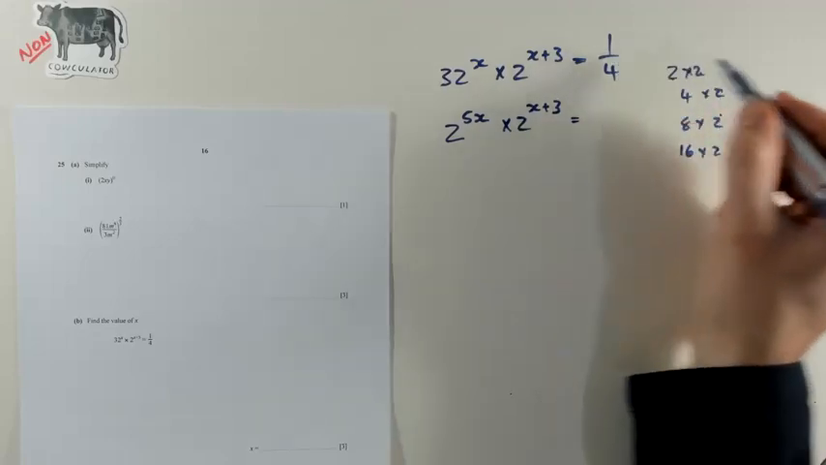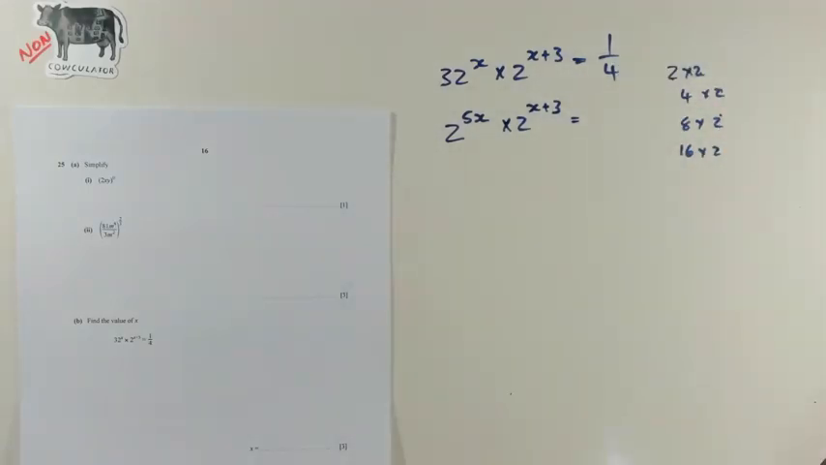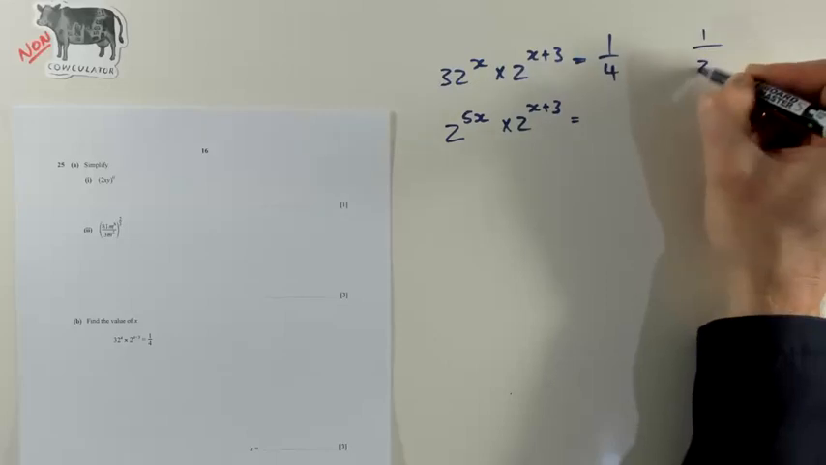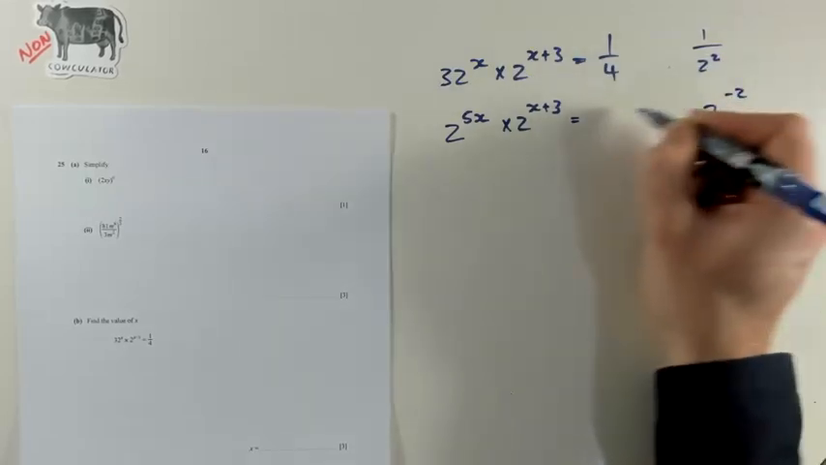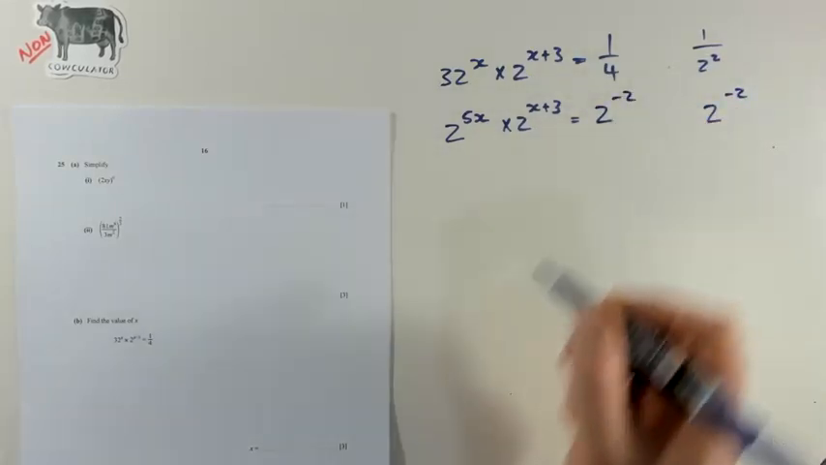And this is actually a quarter, which is the same as 1 over 2 to the power of 2, which would be the same as 2 to the power of negative 2. So 2 to the power of negative 2.